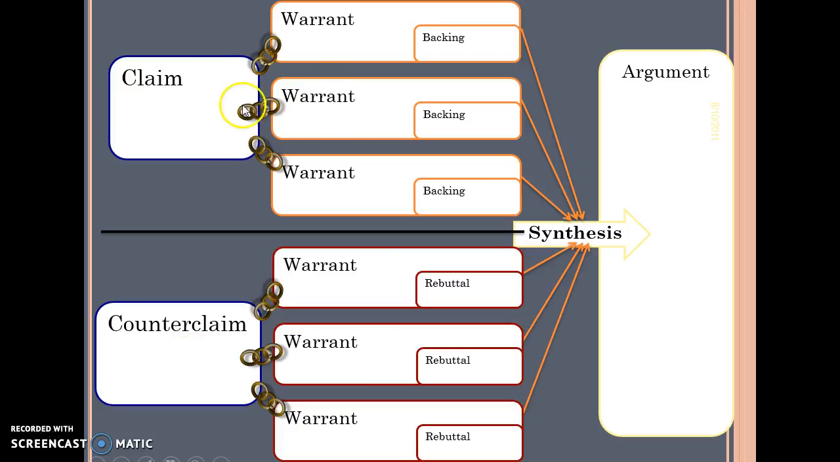You put what you believe plus what the opposition believes, your support plus your rebuttals against the counterclaim, put all of that together, you synthesize that information, and that's how you truly develop your argument.